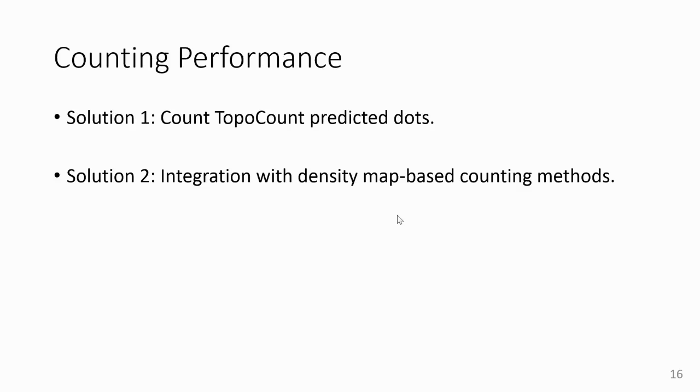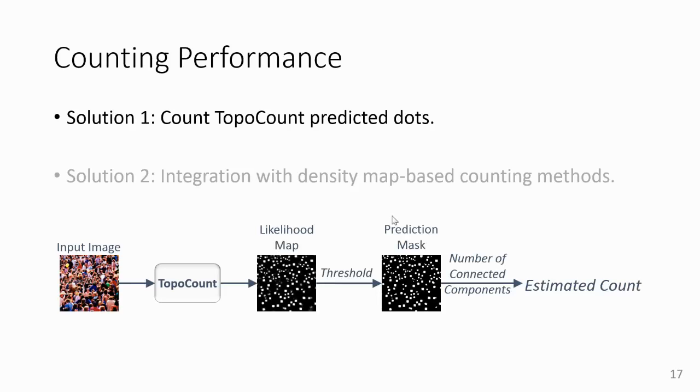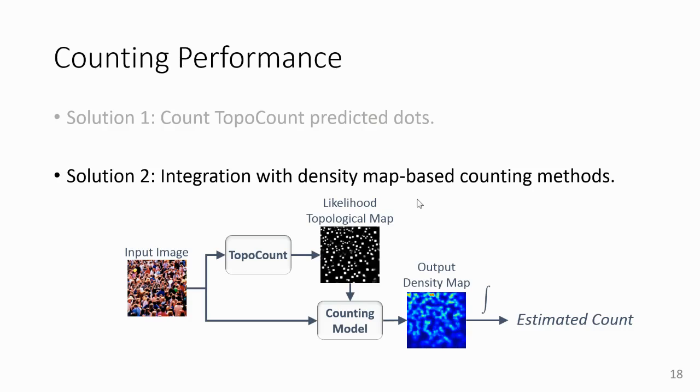Next, we evaluate the counting performance. We evaluate using two solutions. First, the trivial counting solution, where we just count the number of predicted dots. And second, the integration with density map-based counting methods. State-of-the-art counting methods predict a density map that is a mixture of Gaussians, where the estimated count is the sum of the density map. These methods are optimized to perform well on the counting task without being concerned about the exact location of people in the image. We propose a simple integration where we provide the results from TopoCount as additional input to the counting models.